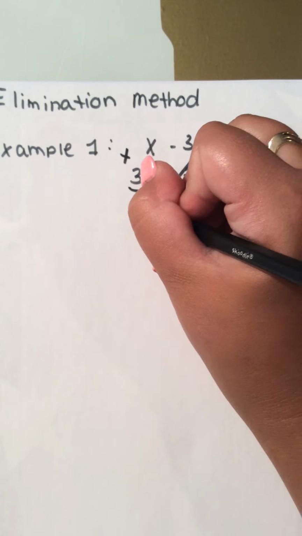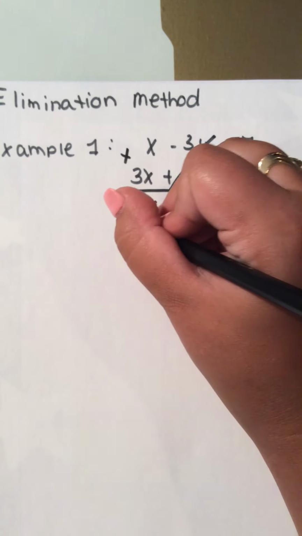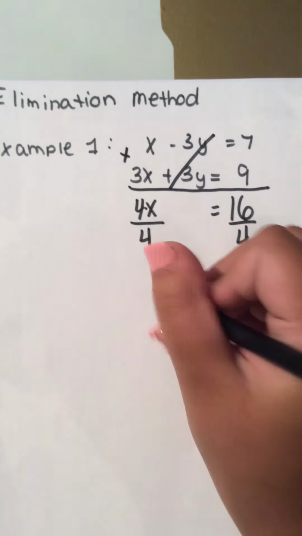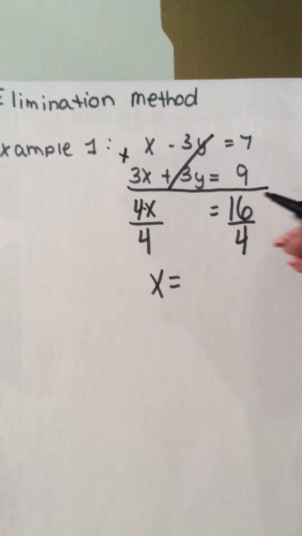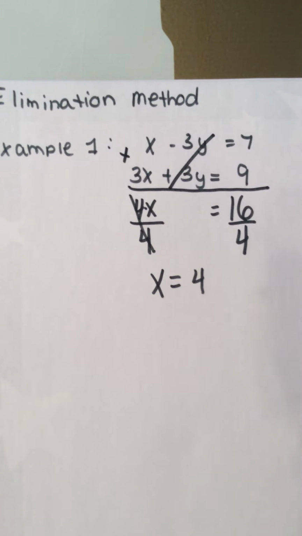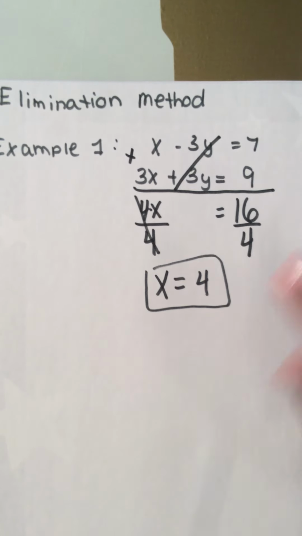Remember, this 4 and the x are actually being multiplied. So to undo multiplication, we're going to divide. So I'm going to divide by 4 on both sides. And I'm going to get that x equals 16 divided by 4 is 4, because remember the 4's cancel out here. So I have my x right now, but I need to find my y.